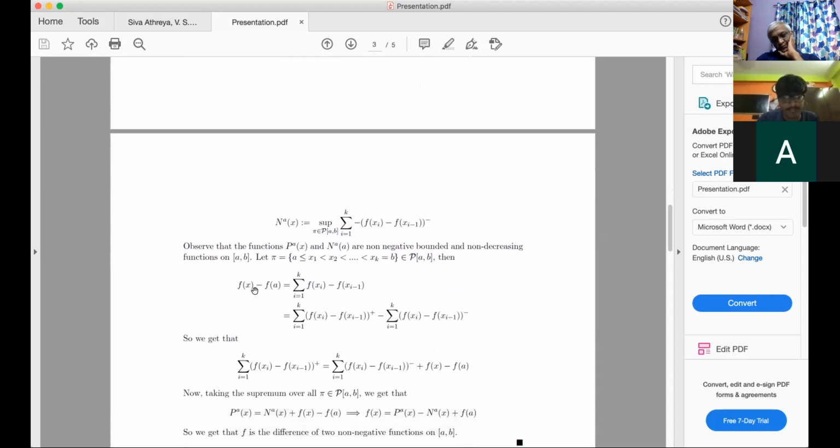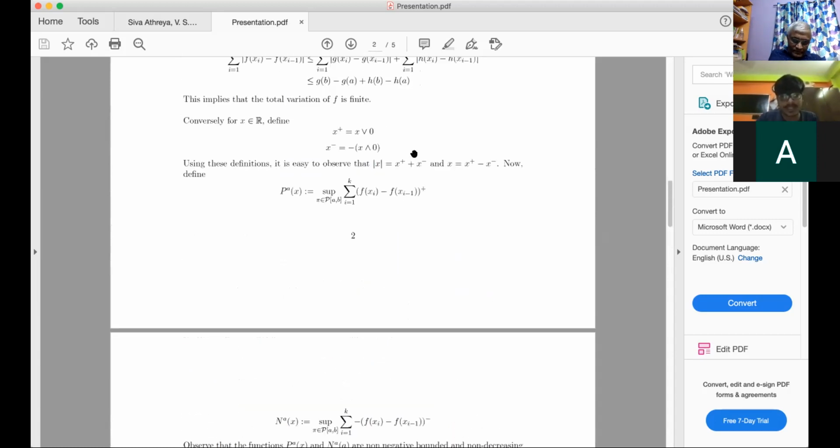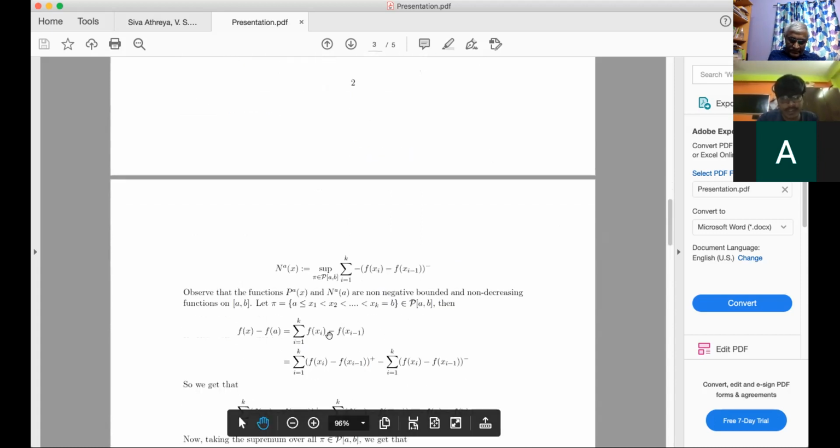This identity, f(x) minus f(a), is basically the summation over i equals 1 to k of f(xi) minus f(xi minus 1). This is just the telescopic summation. Now we know that f is f plus minus f minus. So using that identity, you can further break this down as the summation over the plus part and the summation over the minus part.